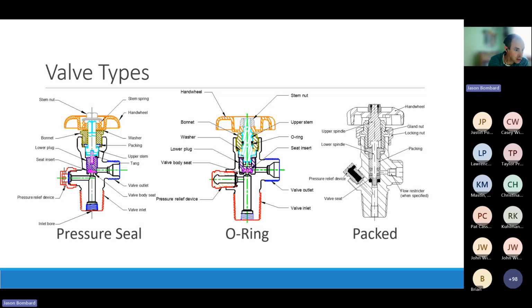The pressure seal, you've got this spring up under the hand wheel that's holding pressure on a piece of packing, and that forms a seal to keep that gas from coming up. O-ring is similar, but instead of a packing and a spring, it's got an O-ring on the stem here. And then the packed valve is again similar, but you've got a gland nut that you can tighten to tighten that packing. As far as the seal to the gas outlet, most of them are very similar in that respect.